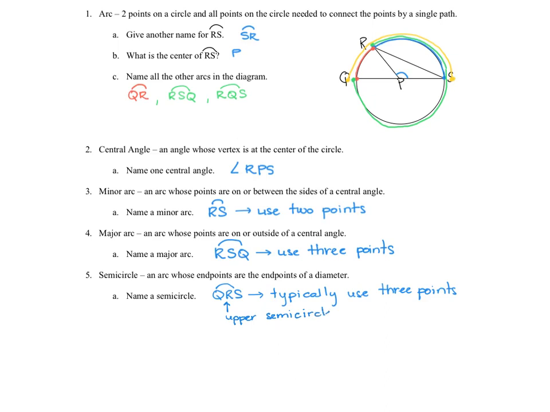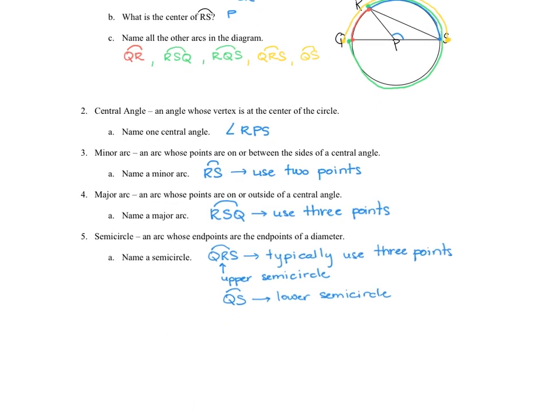Because there are no other points on the diagram, if we want to talk about the lower semicircle in this diagram, we would have to call it arc QS with just 2 letters, because we would want to distinguish it from the upper semicircle. So arc QS would be the lower semicircle. So if we want to go up and finish our list up here of all the other arcs in the diagram, we would also have semicircle arc QRS and semicircle arc QS.